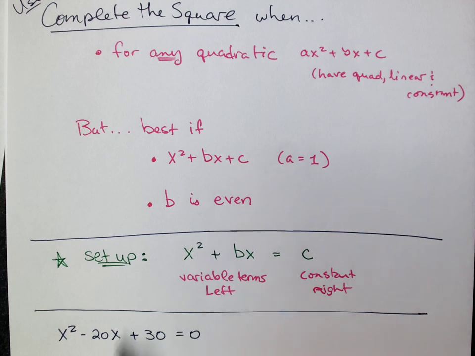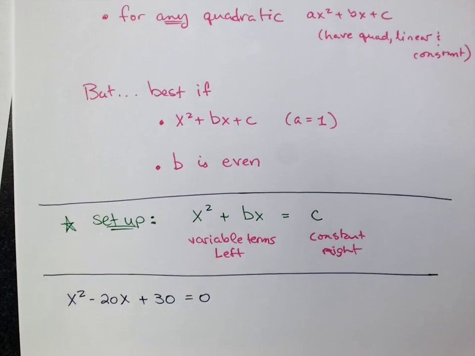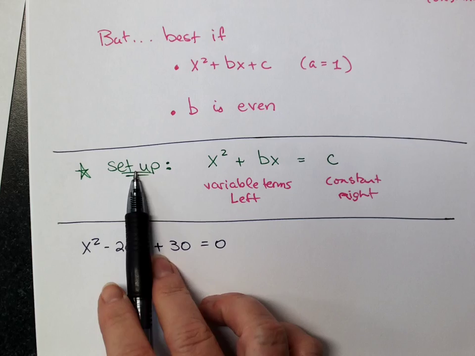And also, is a equal to 1? Yeah. I have a naked x squared. If your quadratic term is naked, a equals 1. Okay? Good. And is your b an even number? Yeah. So, not only can you complete the square on it because it's a trinomial, but it's a good one to complete the square on. So you're ready to complete the square once you set it up in the proper way.